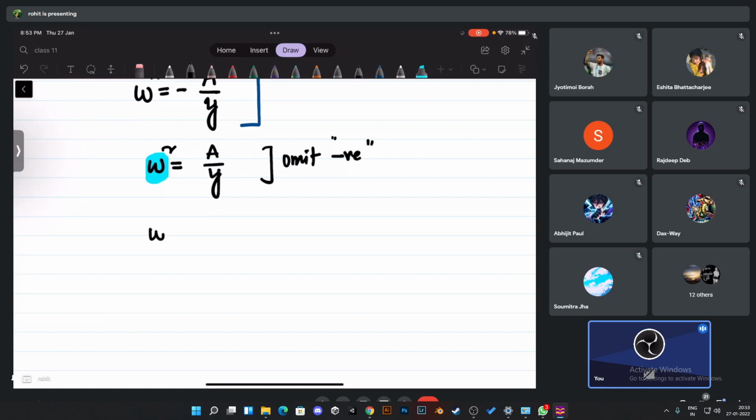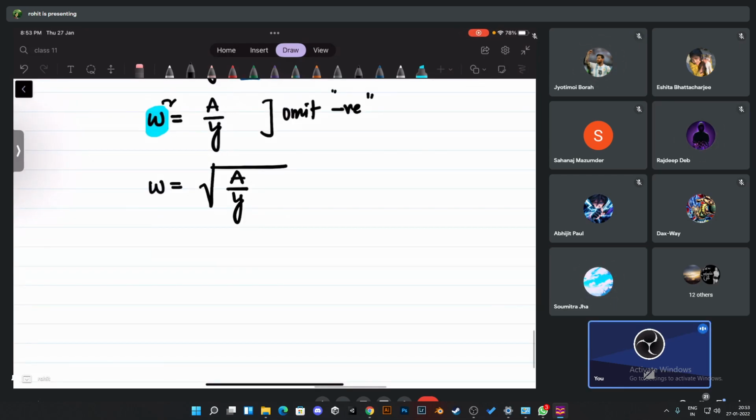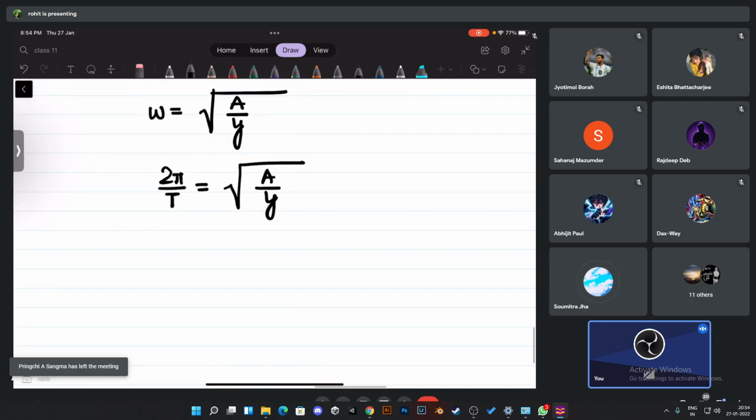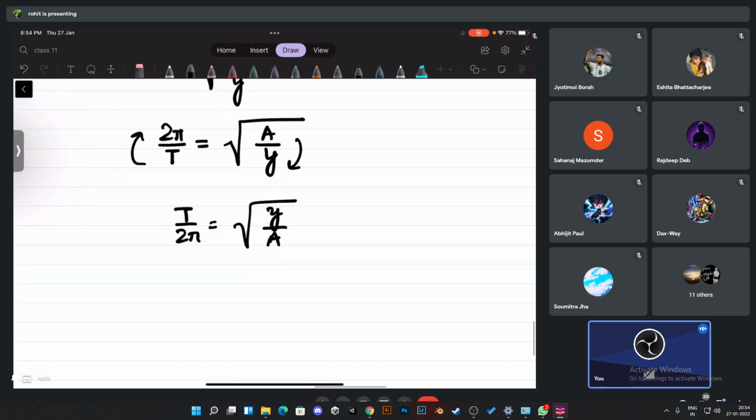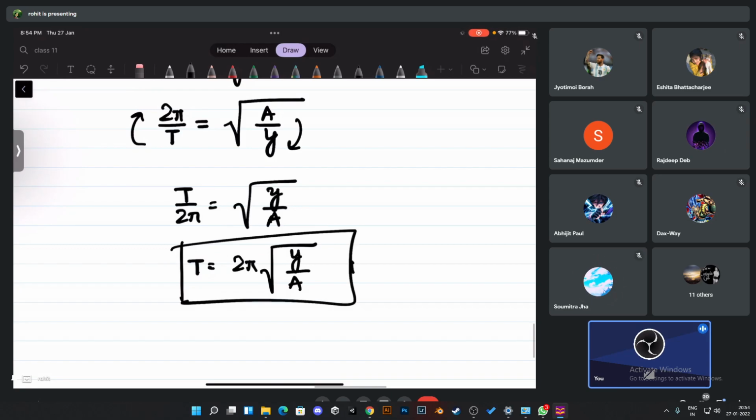Omega can be written as root over of acceleration by displacement, a by y, and now everything is clear. 2 pi by t will be equal to root over of a by y. I can just arrange it. I can write t by 2 pi equals to root over of y by a. I just reversed it. So t will be equal to 2 pi root over of y by a. So done. I have proved this also.